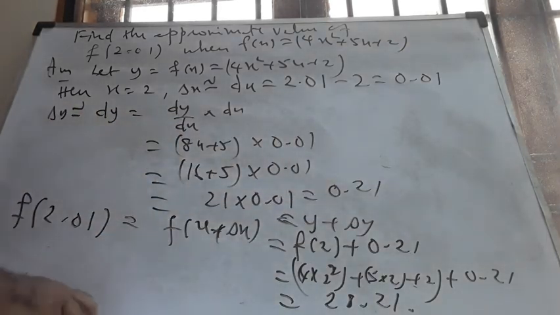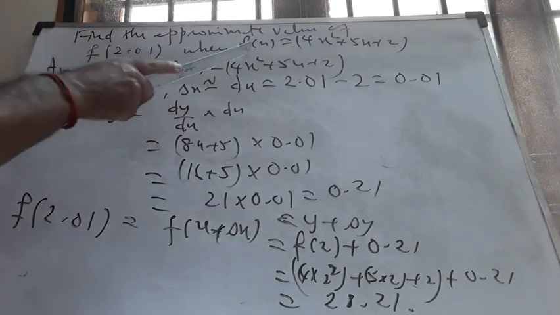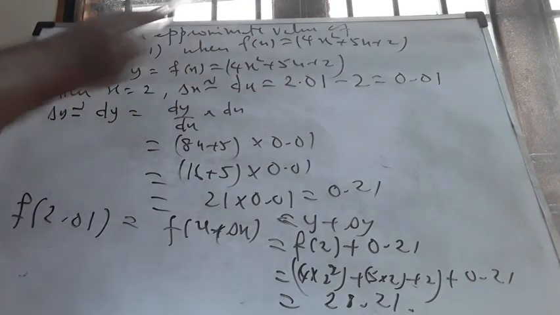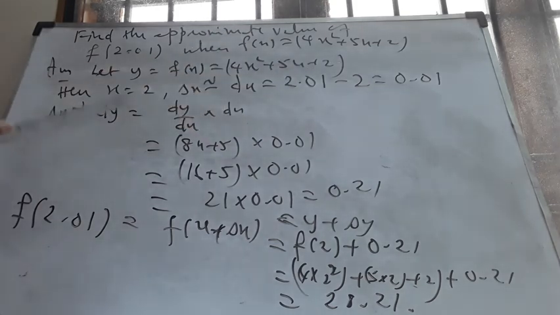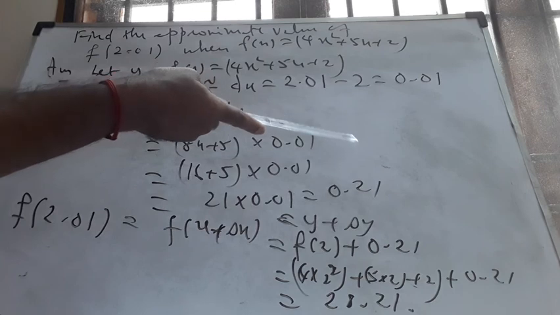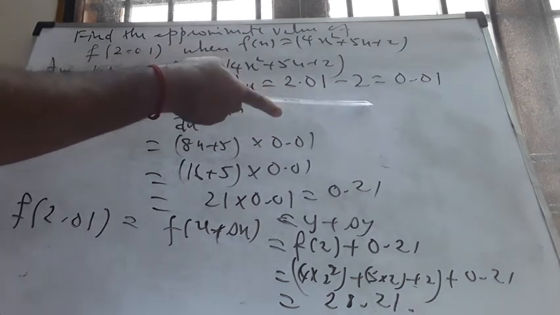Let me just repeat. Find the approximate value of f of 2.01 where f of x is 4x square plus 5x plus 2. Let y is equal to f of x equal to 4x square plus 5x plus 2. Here x is equal to 2, delta x is approximately equal to dx equal to 2.01 minus 2, which is 0.01. If, for example, it is 1.99, then I'll write 1.99 minus 2. Okay, delta x will be negative in that case.